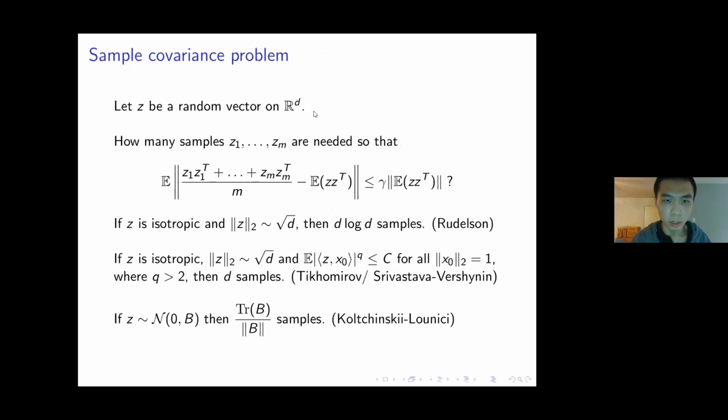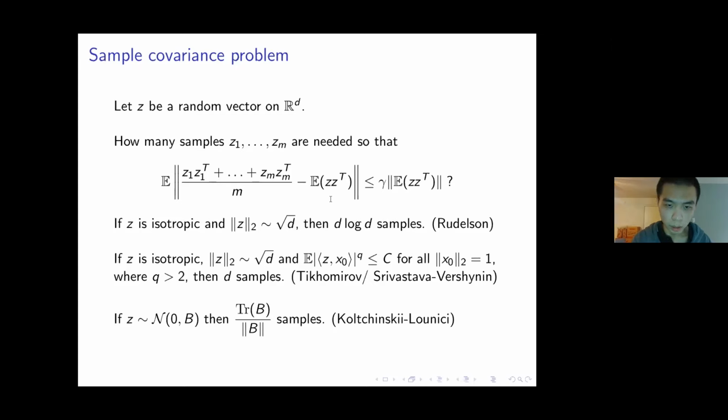So this is the sample covariance estimation problem. How many samples are needed to get an accurate estimate for the covariance? So how many samples are needed so that the sample covariance matrix is close to the true covariance matrix?